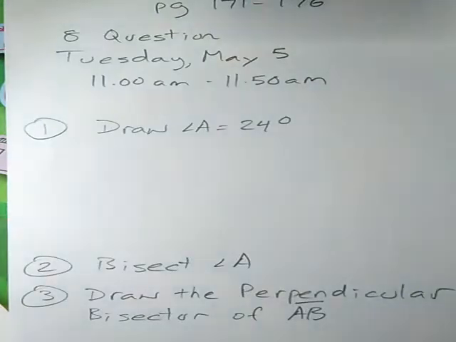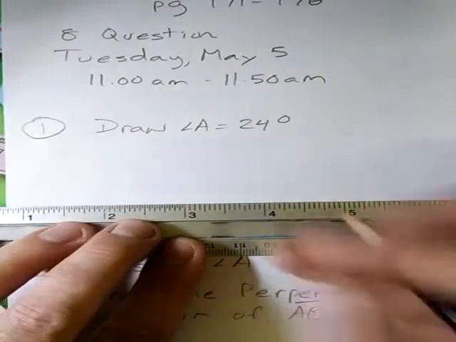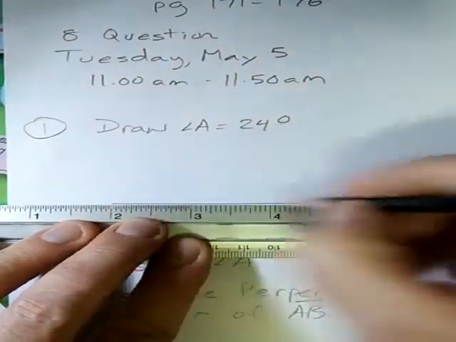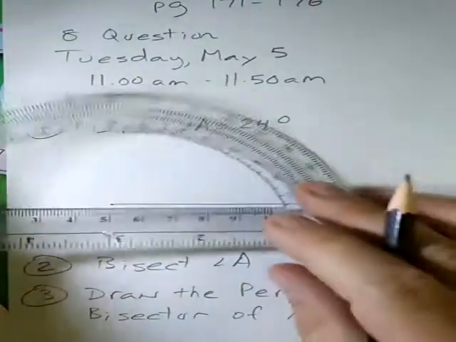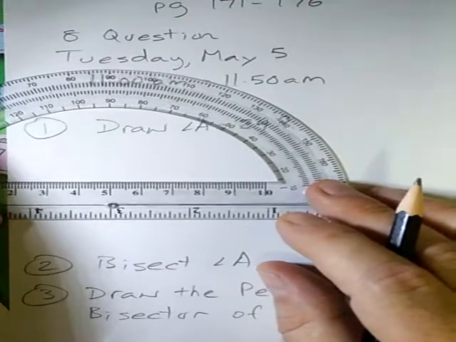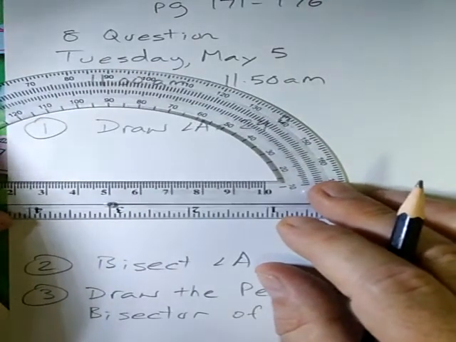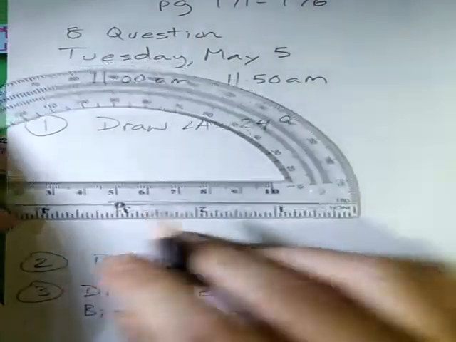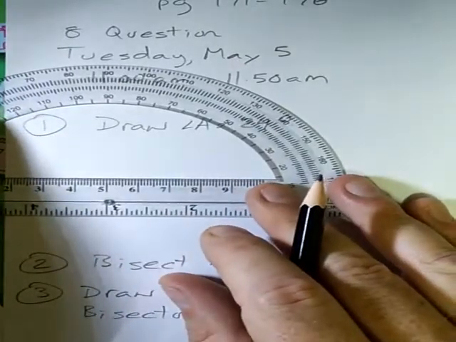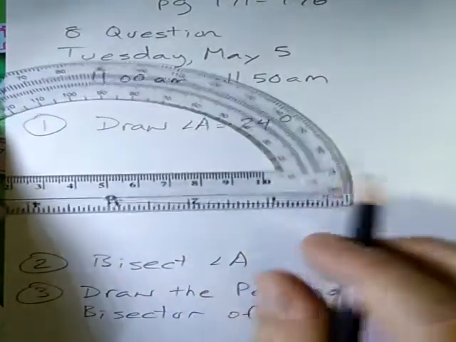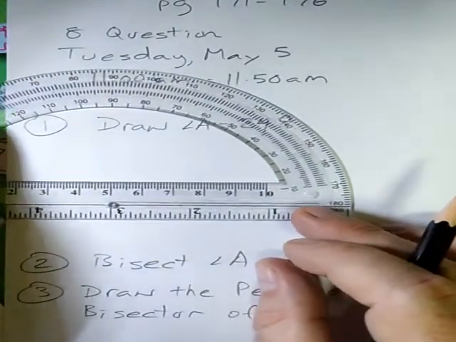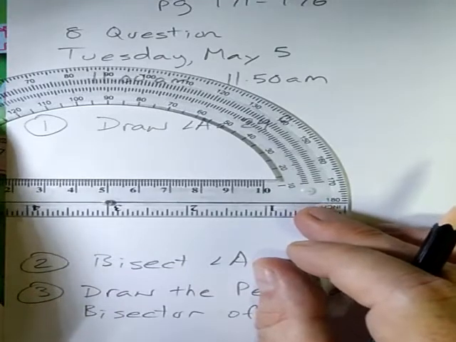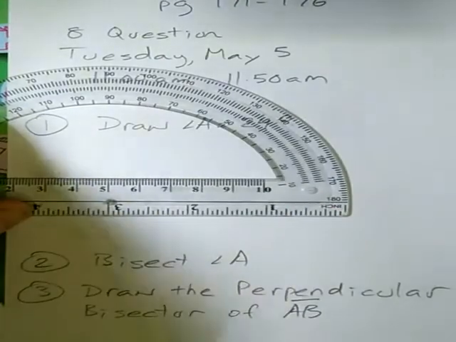Okay, so number 1 says draw angle A of 24 degrees. So you're just going to draw a line and then use your protractor and draw the angle of 24 degrees. I'm trying to put my protractor, this circle right here, on the dot and make sure that my lines line up. You can see right there that the lines are lined up, and I'm in the center of the circle.